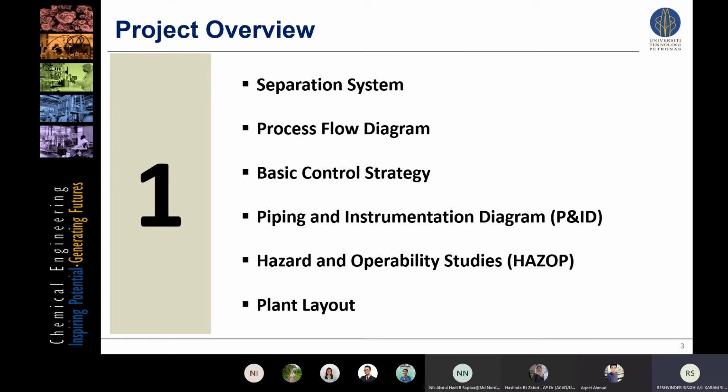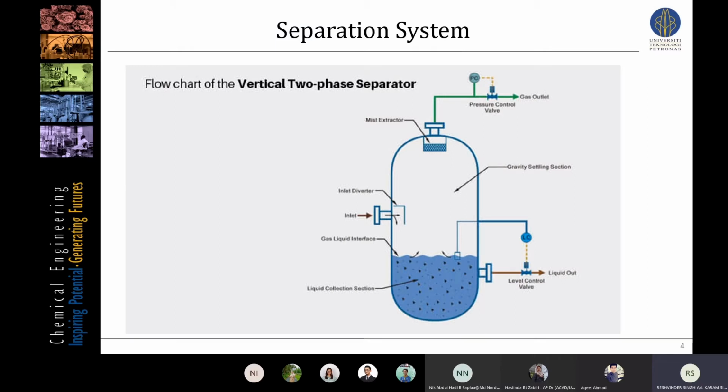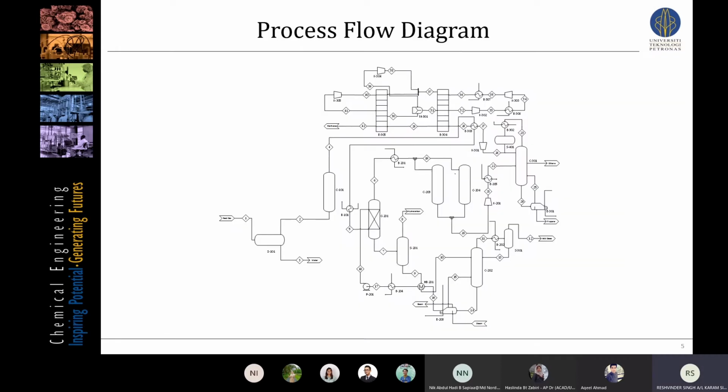One of the most important things in the previous plant design project was the separation system. One of the important pieces of equipment was the vertical two-phase separator, which separates liquid and gas. Another important piece of equipment was the distillation column, which separates methane, ethane, and propane. This will be explained in more detail in the equipment design. Moving on to the next slide, I would like to pass it to my teammate Izzat.